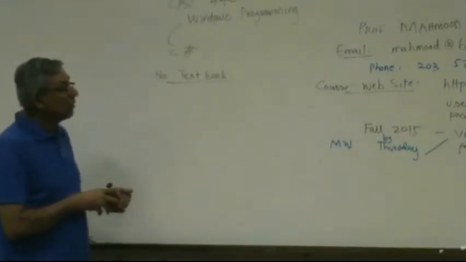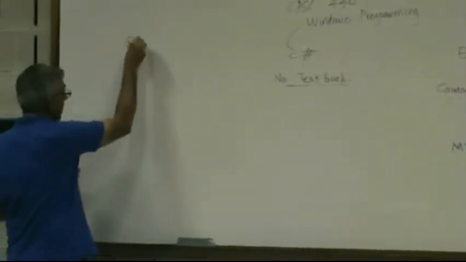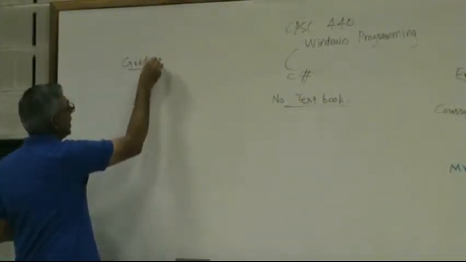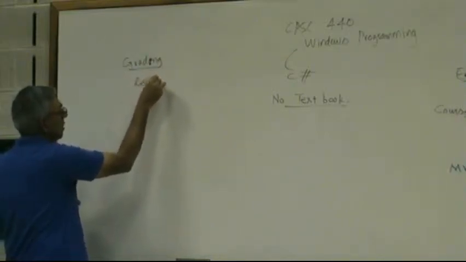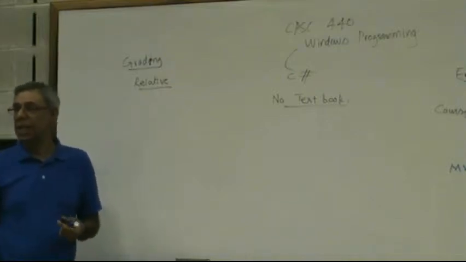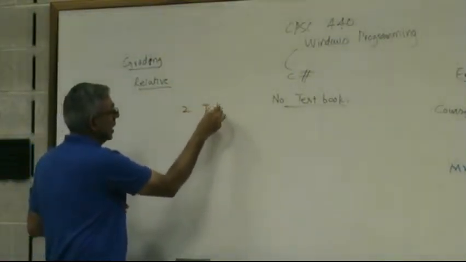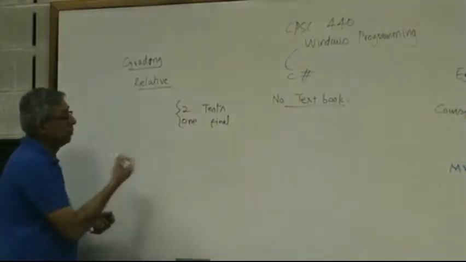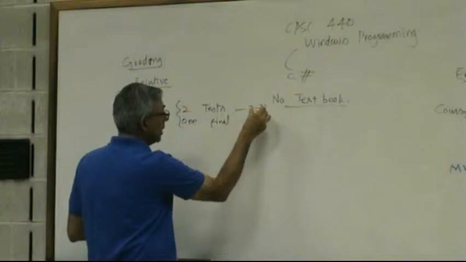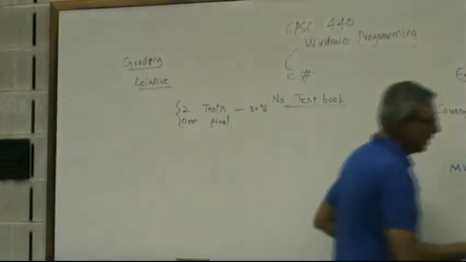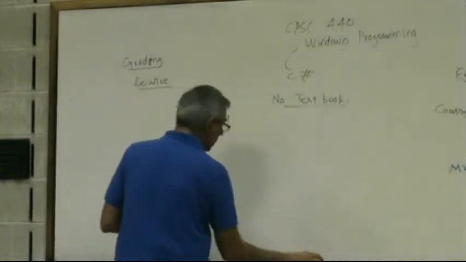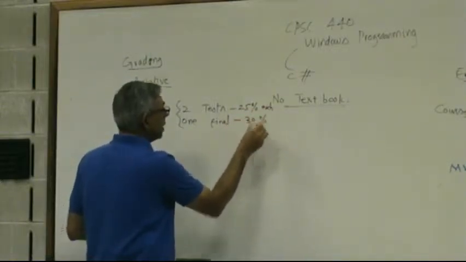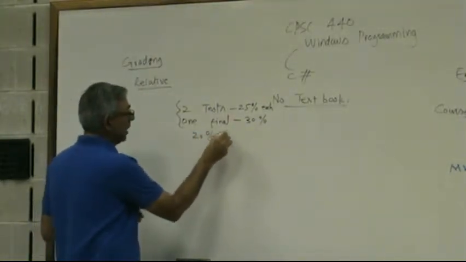As far as the grading is concerned, everybody is interested in how they will get an A grade in the course. The grading is relative, meaning you are competing among yourselves. We will have two tests and one final. The weight of each test will be, roughly speaking, 25%, so two tests at 25% each. The final is 30%. That makes it 80%, and 20% will be assignments and projects.